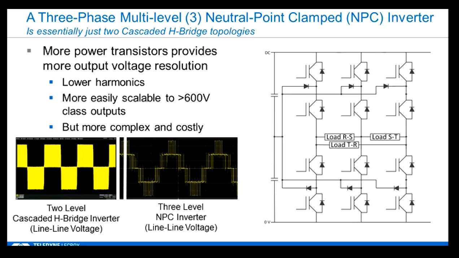There's another topology that I'll talk about, and it's what's called a multi-level or neutral point clamped NPC inverter. It's really just two cascaded H-bridges that are connected together, and then the load is connected across here. This is a nice topology to reduce the amount of harmonics, because instead of having something with an envelope that looks like this, you have something with an envelope that looks more sinusoidal, so the harmonics are lower. It's also more scalable to greater than 600 volt class outputs, so you see these maybe in very high voltage applications as well, but it is more complex and costly to implement on the control side.